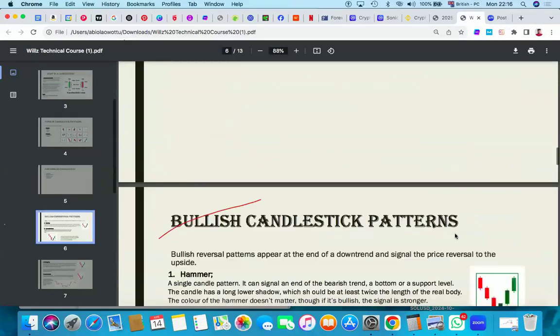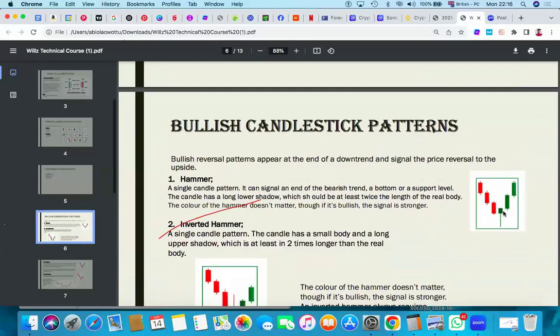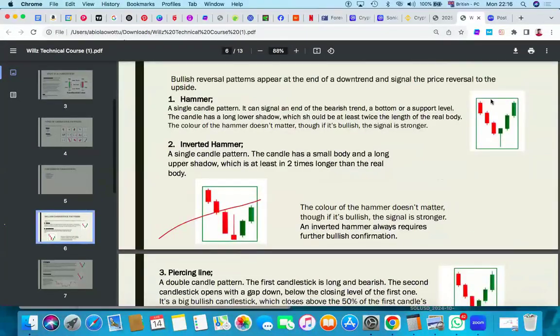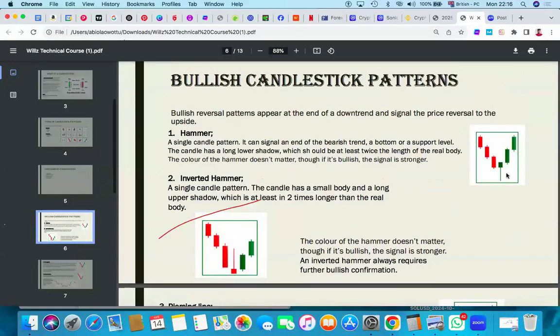And then we have the hammer. This is the hammer and this is the inverted hammer. The hammer, you will see it appear after a down move, like a bearish move. Three consecutive candles, it might be more than that, but then you will see the hammer. It has a body which is half, and then you will have a wick which is twice the body of the candle.